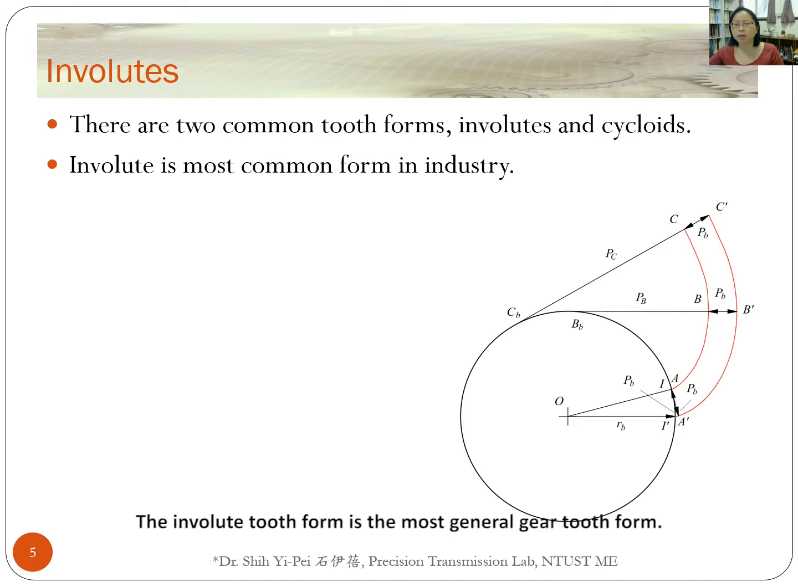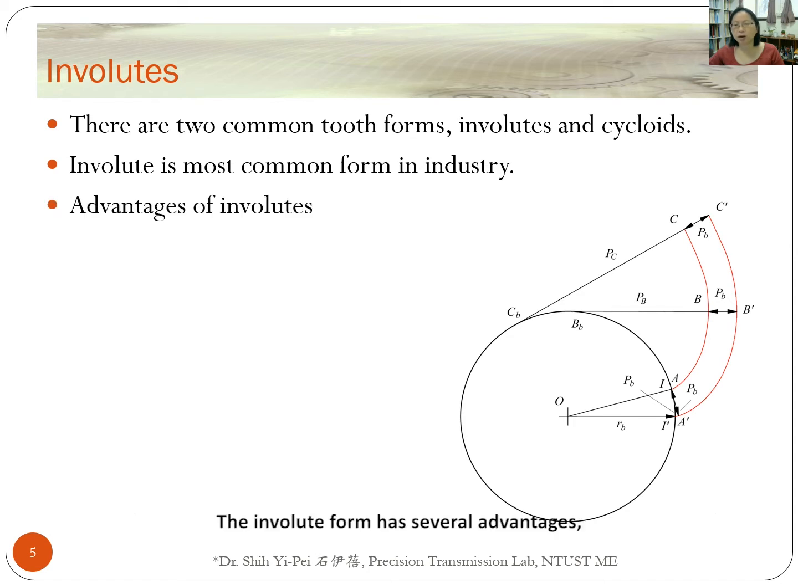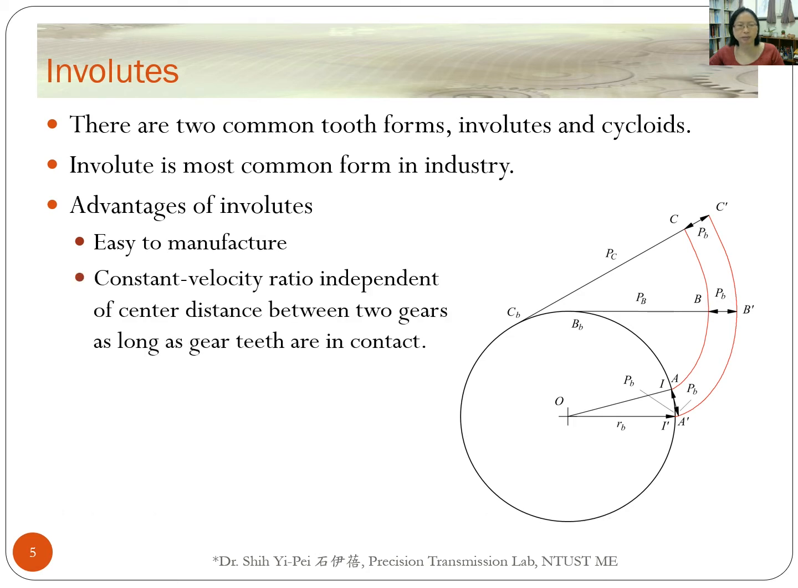The involute tooth form is the most general gear tooth form. This tooth form is used in almost all cases, except in mechanical watches and clocks. The involute form has several advantages, but two are most important. The first is that it is very easy to manufacture involute gears with simple tooling. The second is that constant velocity ratio is maintained even when the center distance between two gears is changed.